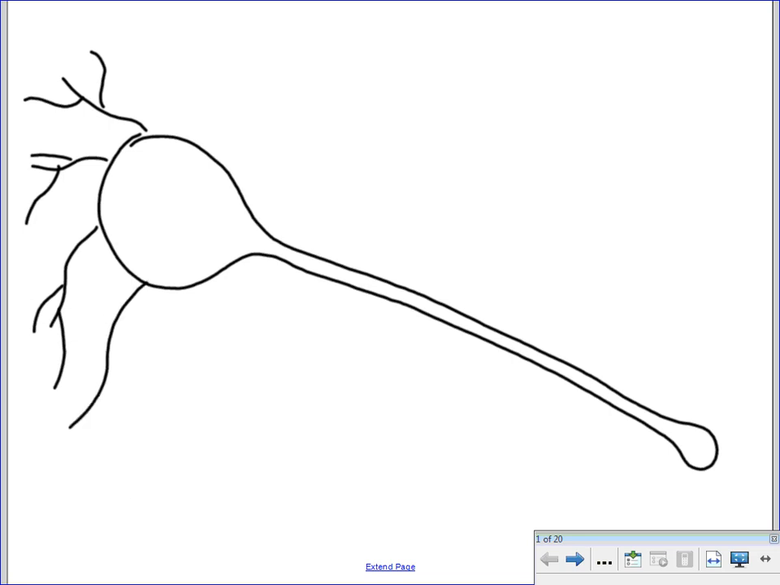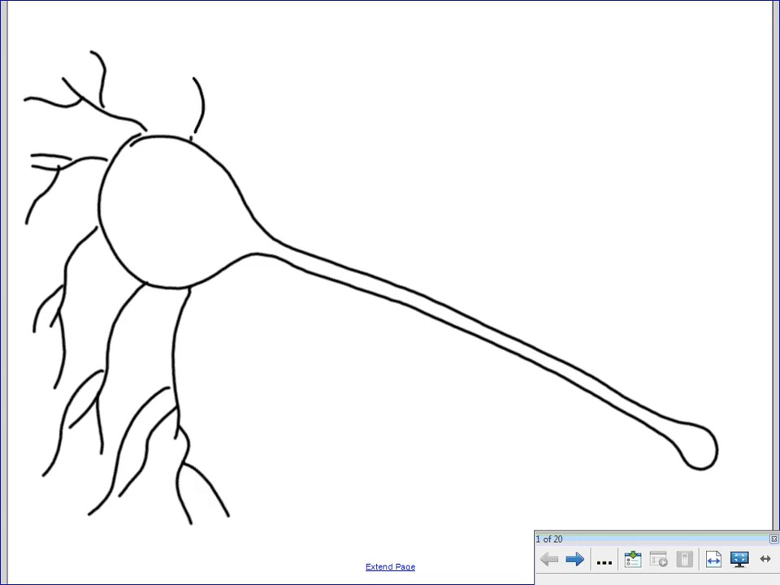So if this is a motor neuron that I'm drawing, that means that the motor neuron would have to be receiving the information from the central nervous system. And of course, it's the dendrites that are going to be picking up that information. And then this information is going to be coming from interneurons within the central nervous system.